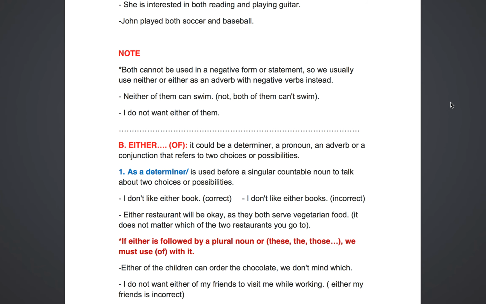Here's the note for you. Both cannot be used in a negative form or statement. So we usually use neither or either as the adverb with negative verbs, which we are going to cover later. We have to use neither or either instead of both in negative form. So you cannot ever use both, both of, or both and in a negative form.